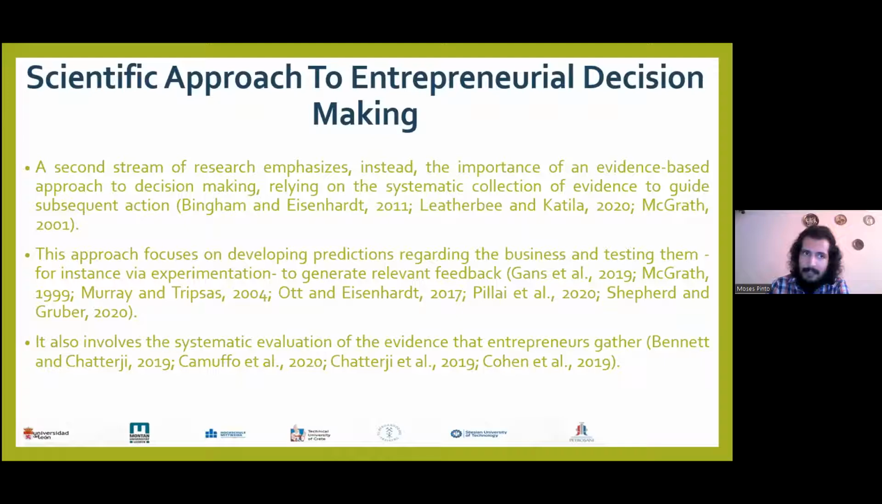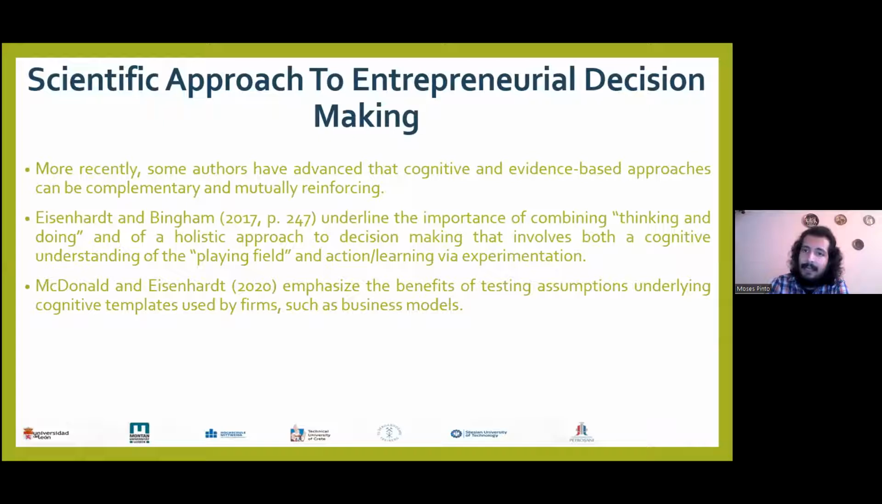Now, there is also something called a hybrid approach. And more recently, some authors have advanced that cognitive and evidence-based approaches can be complementary and mutually reinforcing, and this is the hybrid approach. Eisenhardt and Bingham underline the importance of combining thinking and doing and of a holistic approach to decision making that involves both a cognitive understanding of the playing field and action or learning via experimentation. McDonald and Eisenhardt in 2020 emphasized the benefits of testing assumptions underlying cognitive templates used by firms in the form of business models.